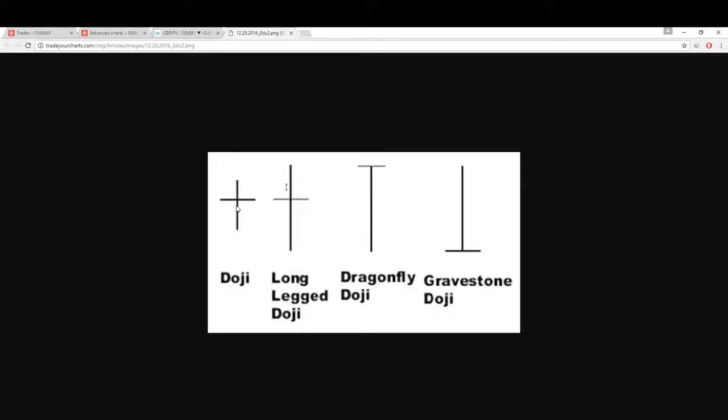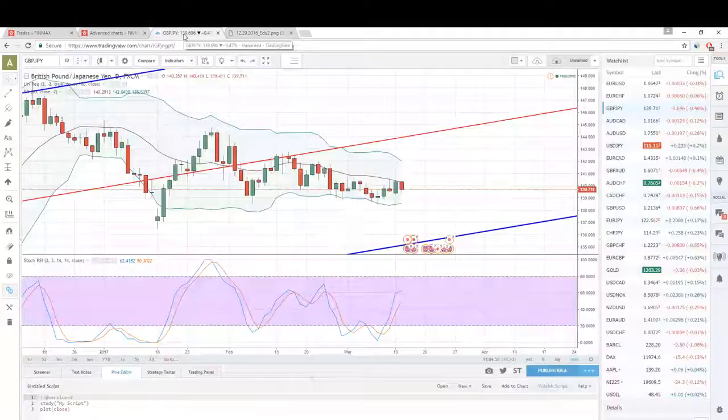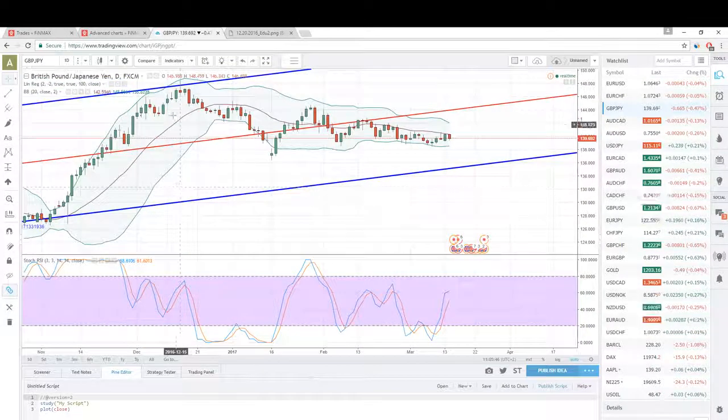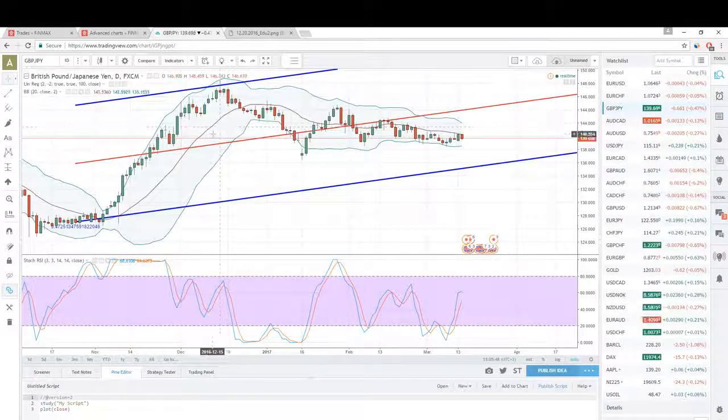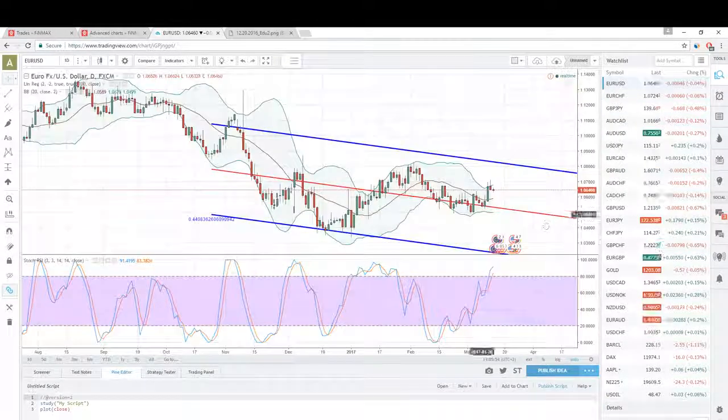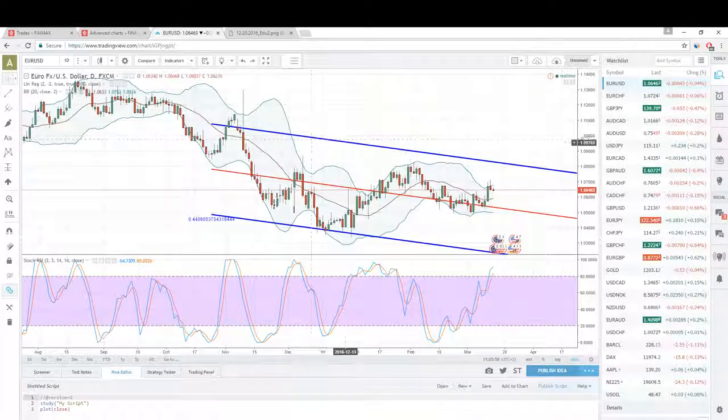Firstly, when a doji appears after a long uptrend, it can be the sign of indecision on the market. Let's search for some examples on the market. Here I have the 1 day time frame.